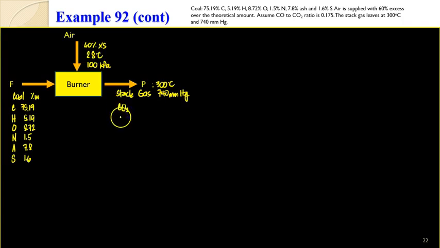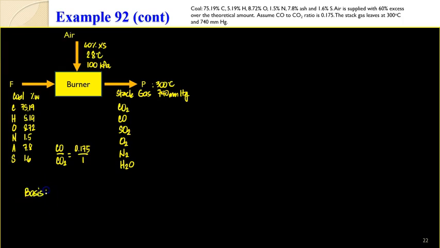So the stack gas would consist of CO2, and then here you're given CO2 to CO ratio, so CO2, CO, and then let's assume since there's sulfur, there's SO2, there's oxygen, there's nitrogen, and of course water vapor. What else is given to us? CO to CO2 ratio, so CO to CO2 is 0.175 for every 1.